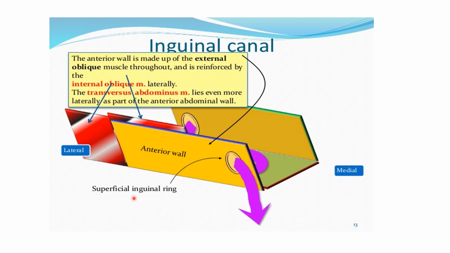This is known as the superficial inguinal ring, and this anterior wall is reinforced in its lateral 1/3 by the internal oblique muscle. The transversus abdominis muscle lies even more laterally, but it's not contributing to the formation of the anterior wall of the inguinal canal. So the anterior wall is formed by the skin, superficial fascia and the external oblique aponeurosis in its whole extent, and reinforced laterally by the internal oblique.